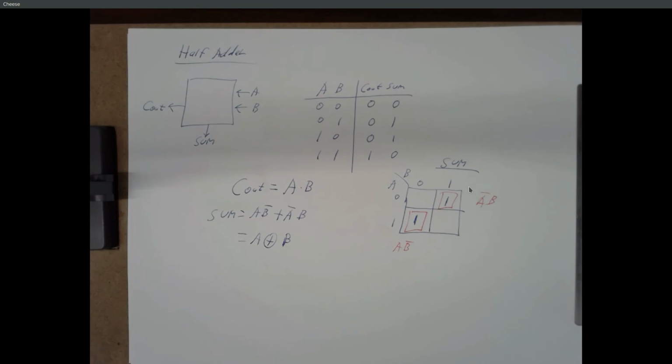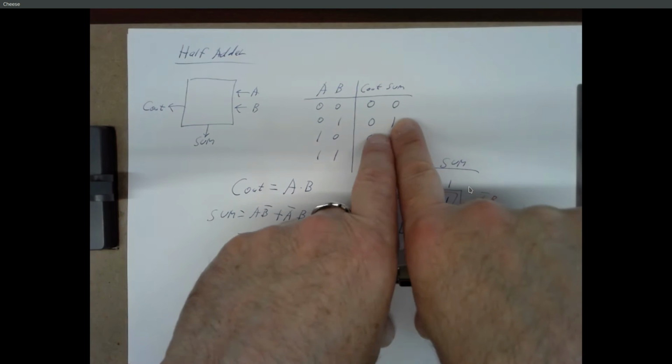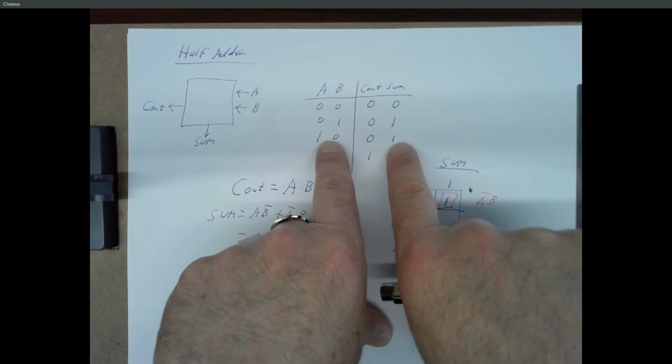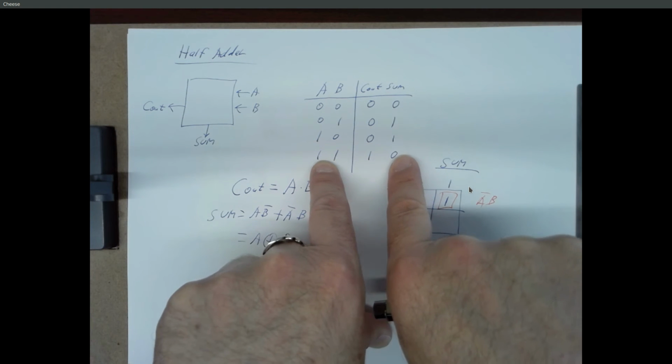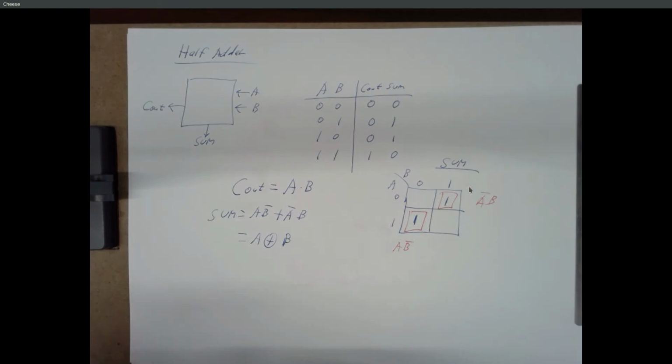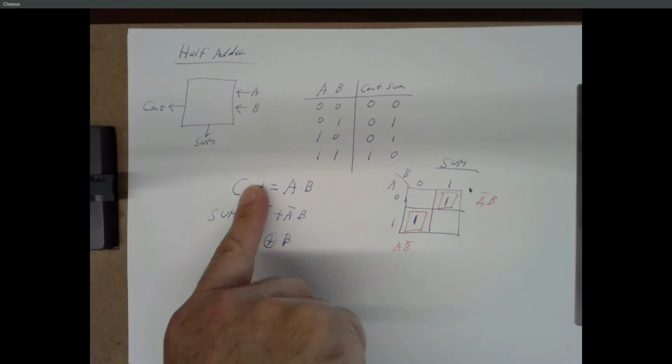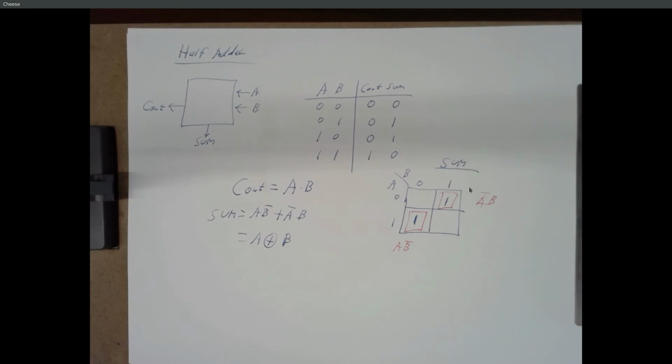And from the original truth table, you can see that the output of the sum is 1 if exactly one input is 1. So that's an OR, that's an OR. But if they're both 1, the sum is 0. So half adder is 2 gates. An AND gate to get your carry out, an exclusive OR gate to get your sum.